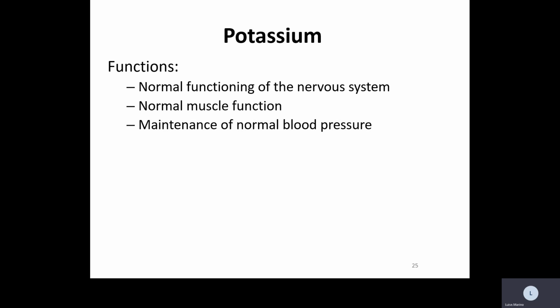Potassium, again, normal functioning of the nervous system, muscle function, again, it's important for the heart, and maintenance of normal blood pressure. So if you have hypokalemia, which are low levels of potassium, then you'll have arrhythmias and you will have low blood pressure as a result.